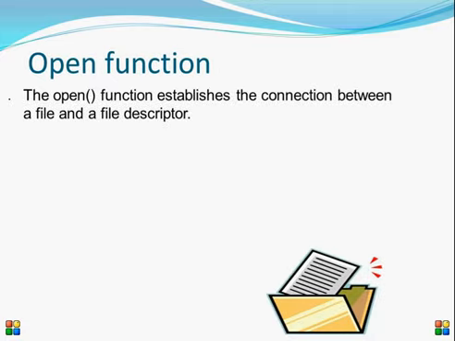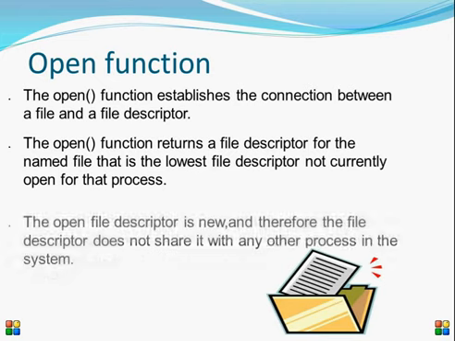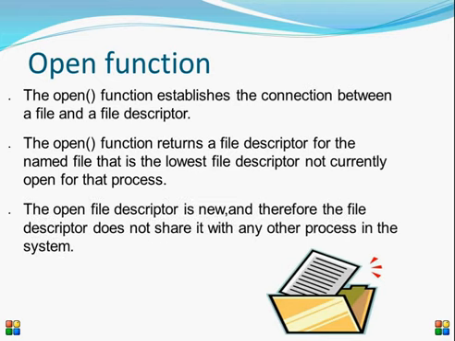The open function establishes the connection between a file and a file descriptor. The open function returns a file descriptor for the named file, that is the lowest file descriptor not currently open for that process. The open file descriptor is new and therefore the file descriptor does not share it with any other process in the system.